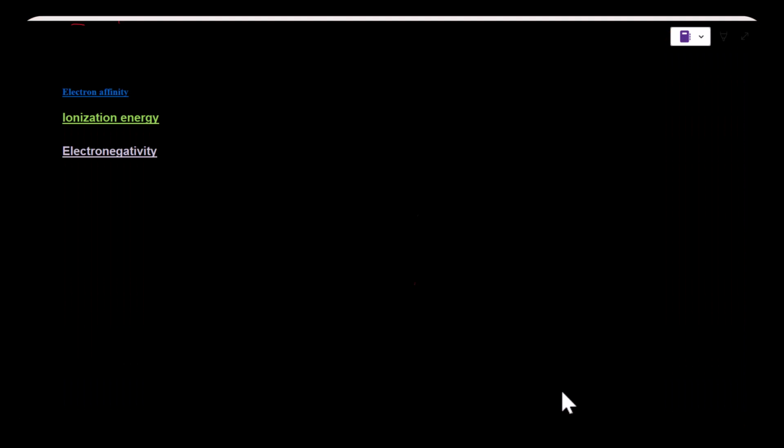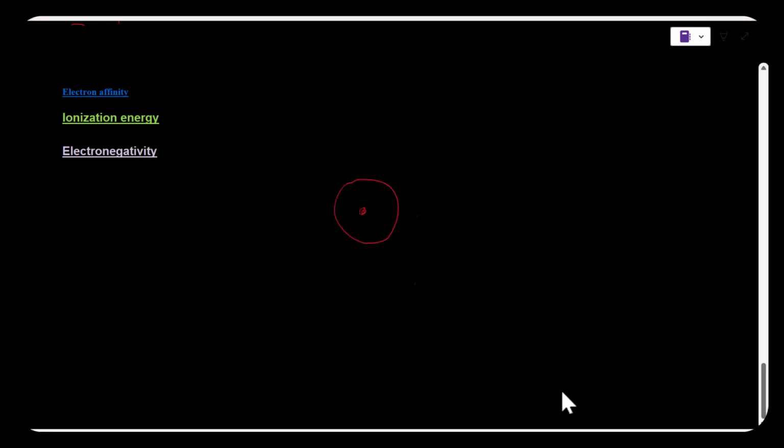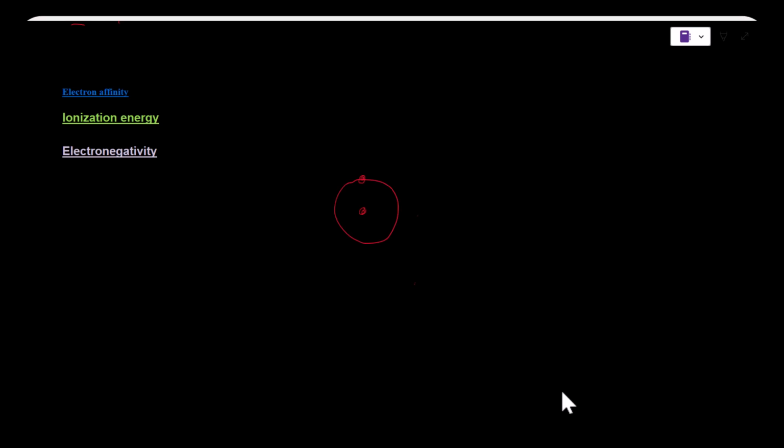Before we move on, I wanted to briefly talk about some definitions that you may have heard of that are similar to electronegativity, which are electron affinity and ionization energy. I'm just going to draw a generic atom here to illustrate what this is. Electron affinity describes the ability of an atom to attract an electron, and ionization energy is the energy required to remove an electron from an orbit.